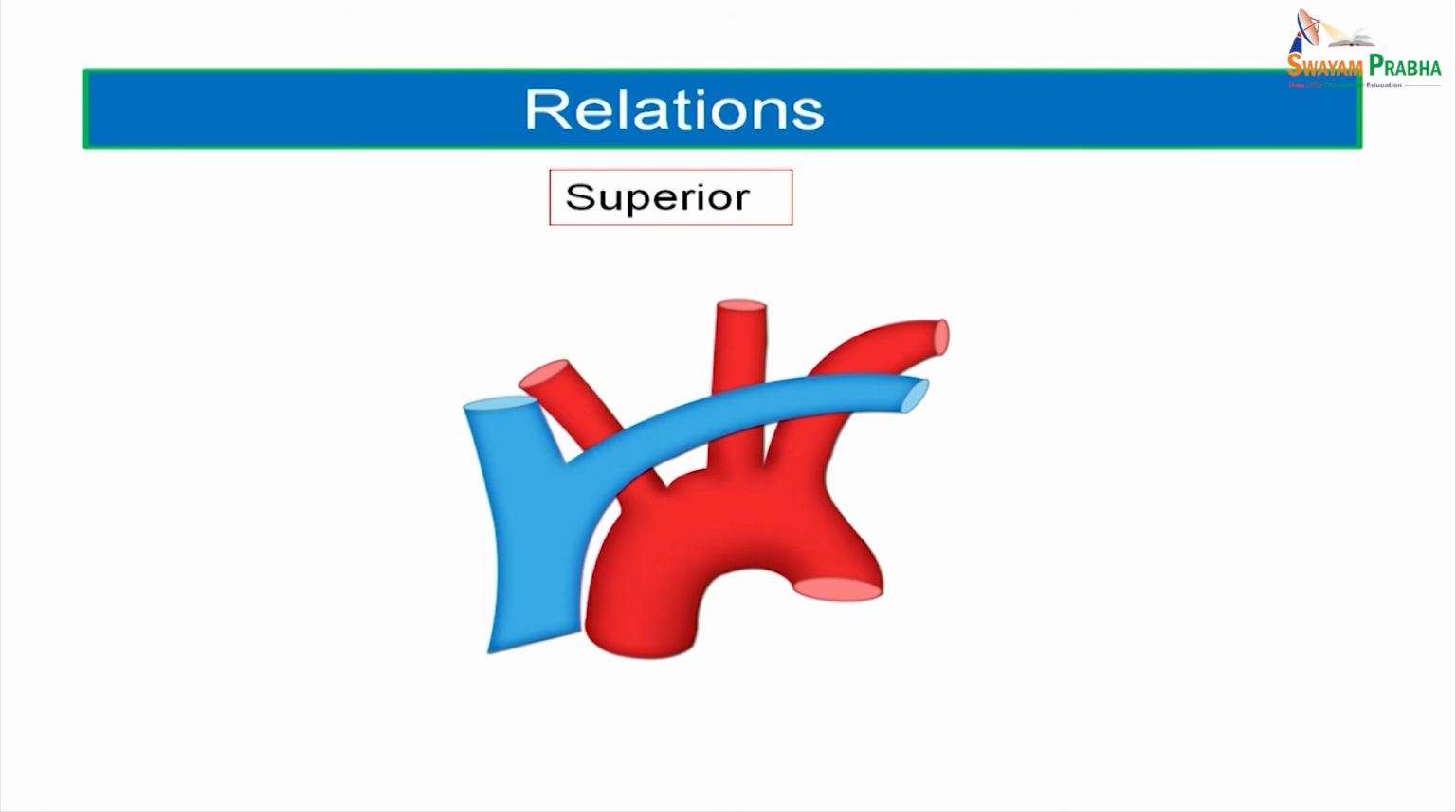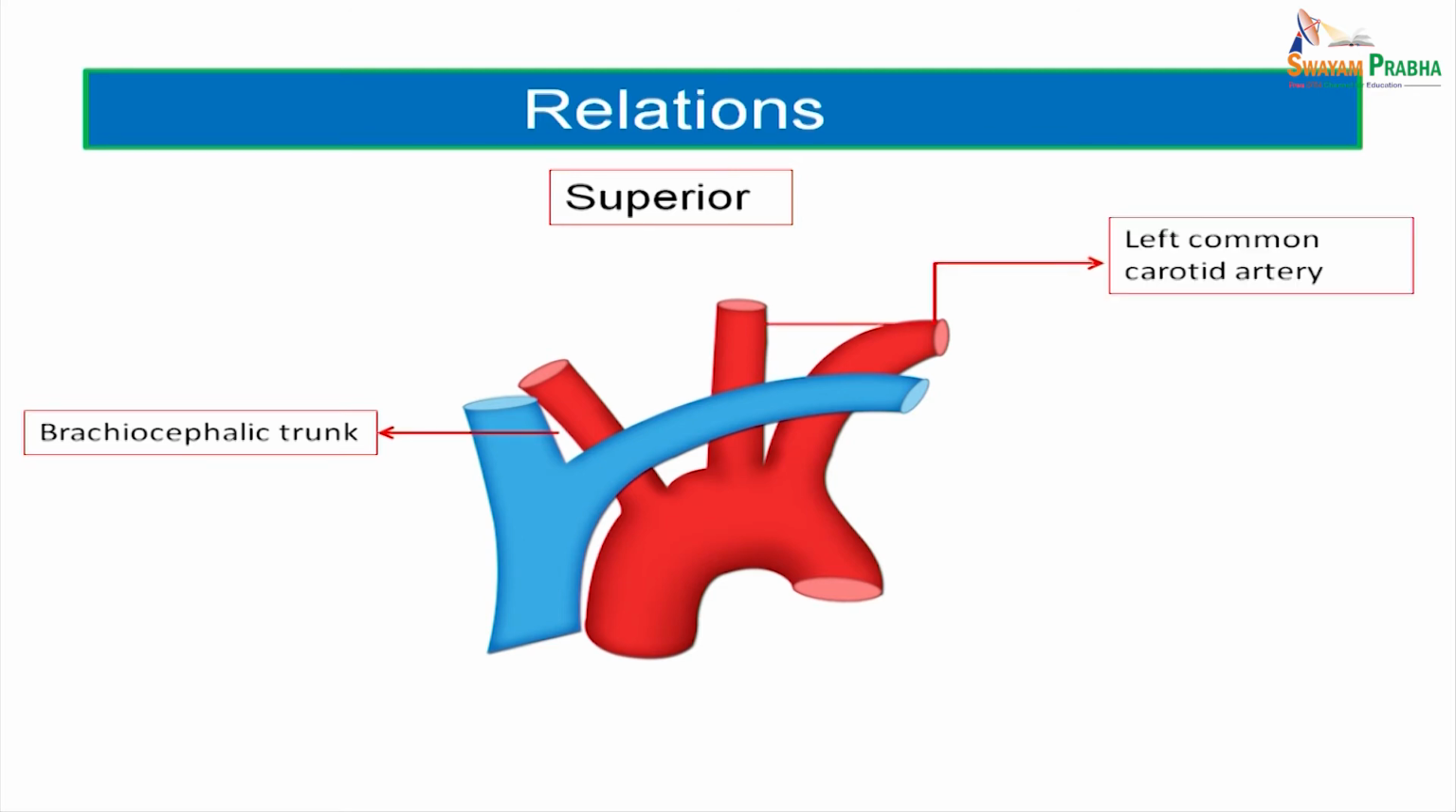The branches of the arch of aorta itself form the superior relations along with a few other structures. So, we have the brachiocephalic trunk, the left common carotid artery and the left subclavian artery. These are nothing but the branches of the arch of aorta itself. They are extending superiorly, so they are mentioned as relations to the arch superiorly. And you have the vein, that is the left brachiocephalic vein.